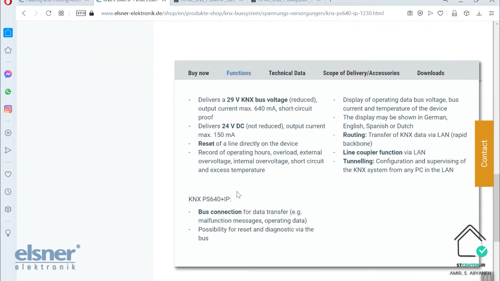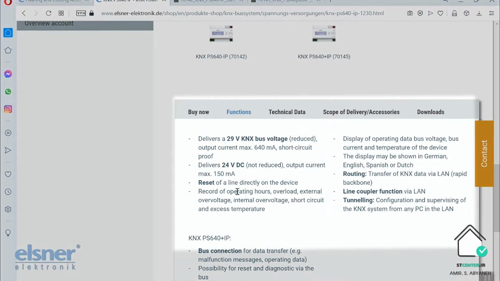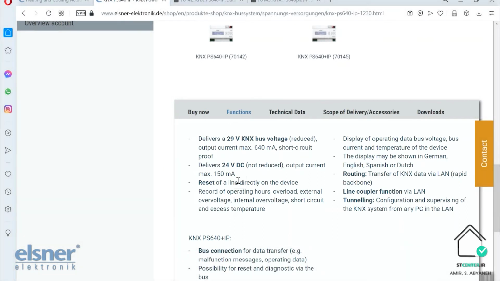So here we can see what the functions are. It provides us 640 milliamp to our KNX bus. It delivers 24 volts DC with 150 milliamp as an extra voltage for the auxiliary output, for example, for touch panels that need extra voltage. Then it has a reset button on it, and also an LCD and some buttons that provide us the record of operating hours, overload, external overvoltage, internal overvoltage, short circuit, and excess temperature. It also displays the operating data: bus voltage, bus current, and temperature of the device.